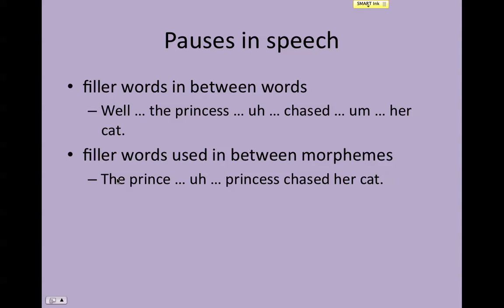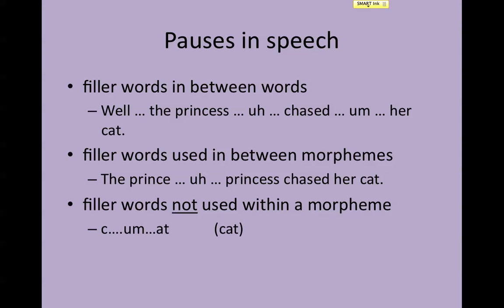So for example, "the prince... um... princess chased her cat." Notice how I stop at prince, I put my filler word, but when I continue the word princess, I have to repeat the first morpheme prince before I continue on with s. So therefore I could not say "the prince... um... ss chased her cat." It's more natural to repeat the first, free lexical morpheme: "the prince... um... princess chased her cat."